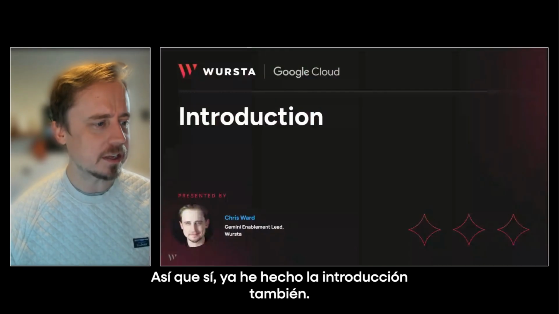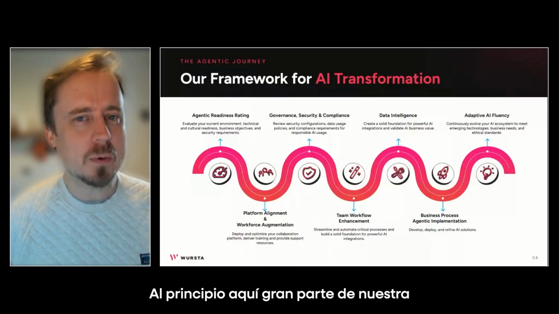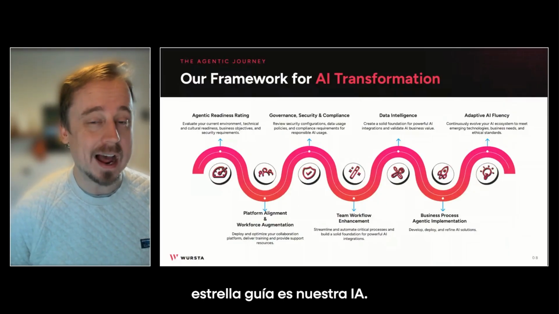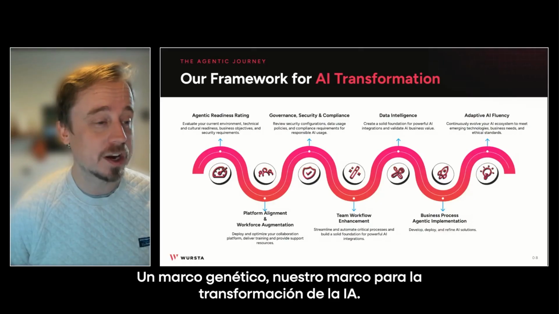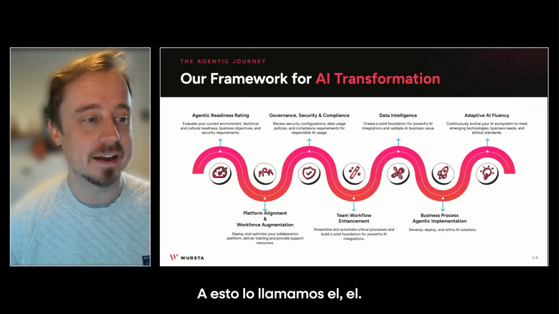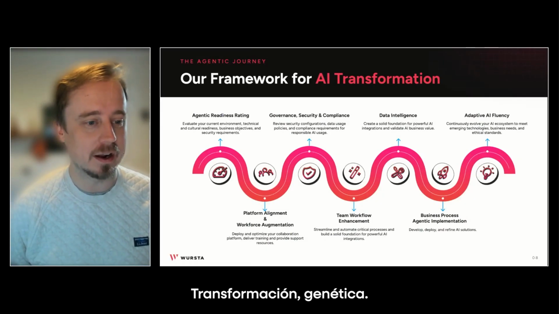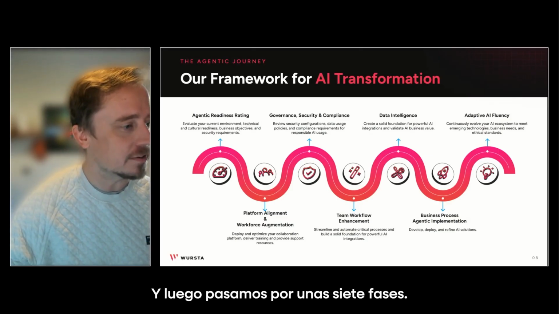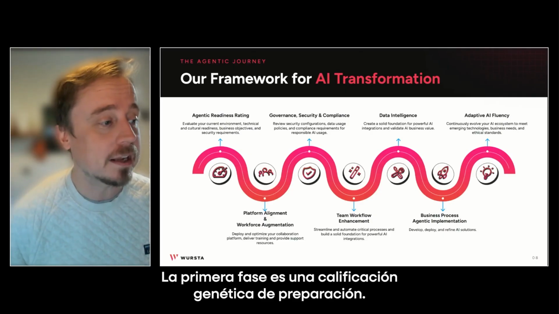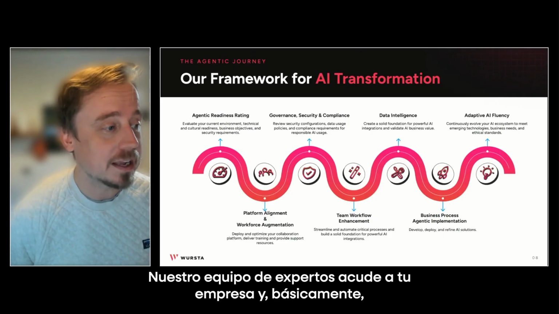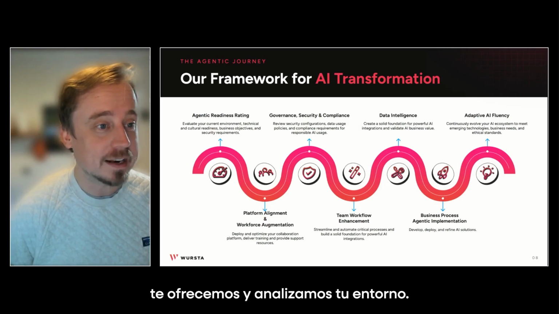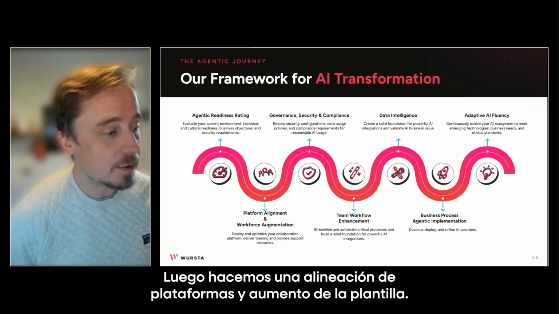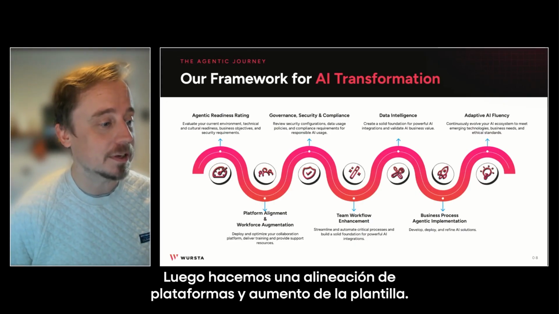I've already done the introduction. Also, at Wursta, a lot of our guiding star is our AI agentic framework, our framework for AI transformation. We call this the AHA transformation, agentic, and we go through about 7 phases. The first phase is an agentic readiness rating. Our team of experts comes to your company, and we analyze your environment, how you're using AI, and your business objectives for that.